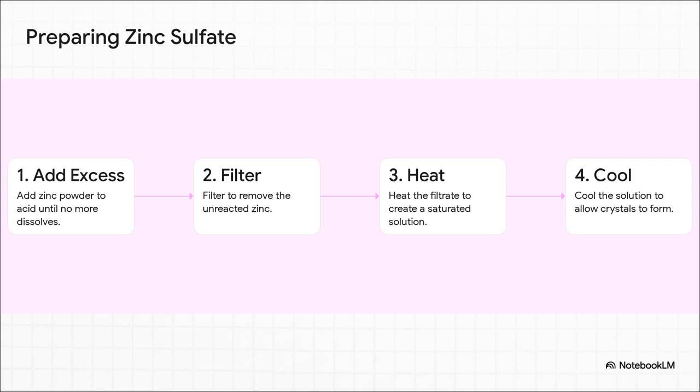So let's just recap the play-by-play. First, add that extra solid until the fizzing stops. Second, you filter out all the gunk you didn't use. Third, you gently heat the clear liquid you're left with to boil off some of the water and make it really concentrated. And finally, you just set it aside to cool down and watch as these perfect, pure crystals start to grow. It's a really satisfying process.